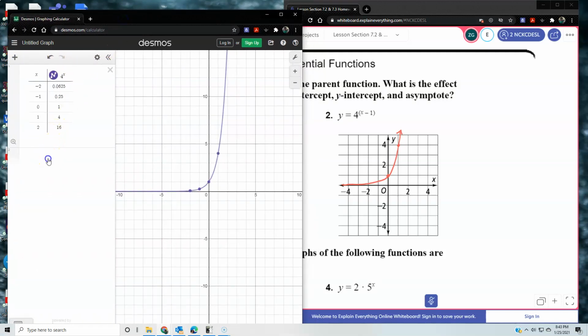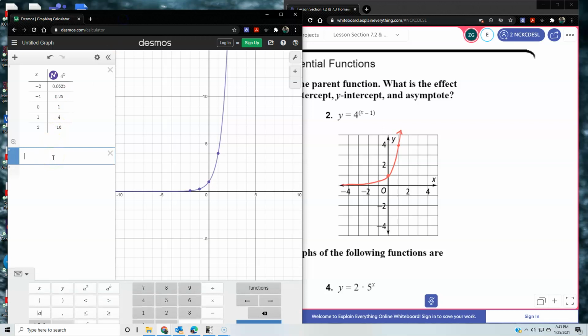So we have y equals 4 to the power x minus 1. Oh, that's the wrong one. It has to be up there, so it's minus. So you're going to have to use parentheses, x minus 1. And you notice it's going to shift to the right. So the transformation that takes place is shifting to the right. Let me go ahead and write that down.